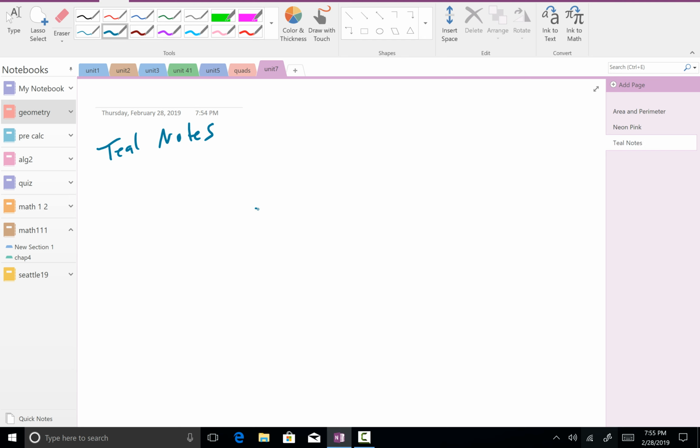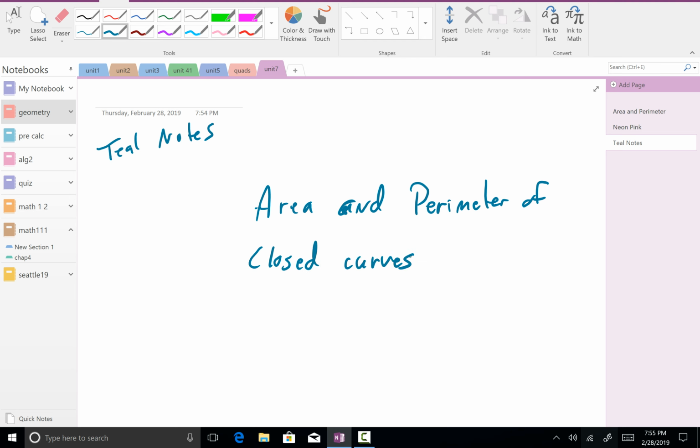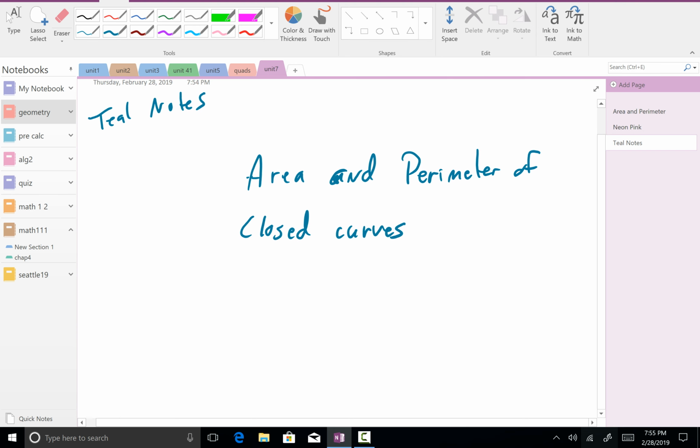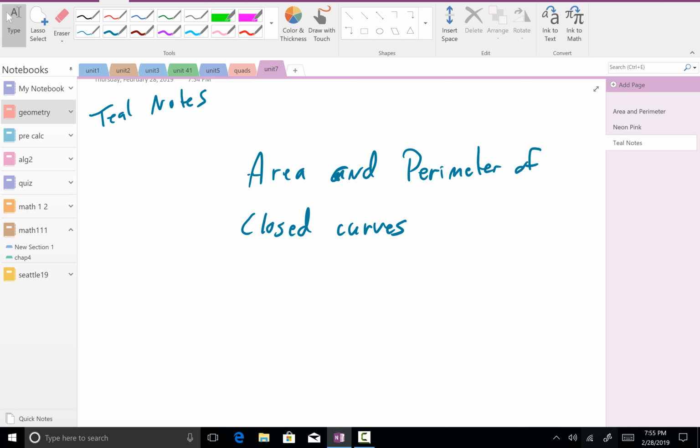Okay, so we're going to call this area and perimeter of closed curves. Okay, so now we're really looking at, again, something that's not very linear. So the first thing we're going to do is develop some formulas.